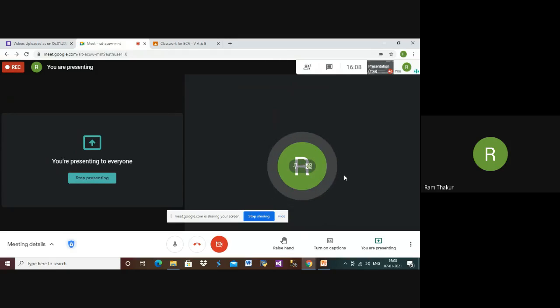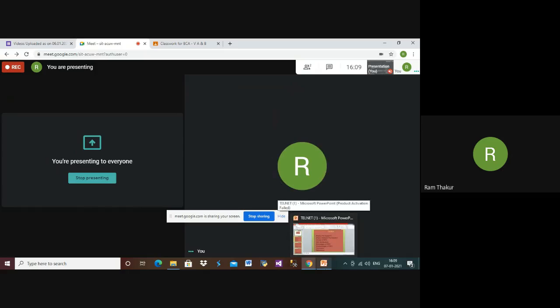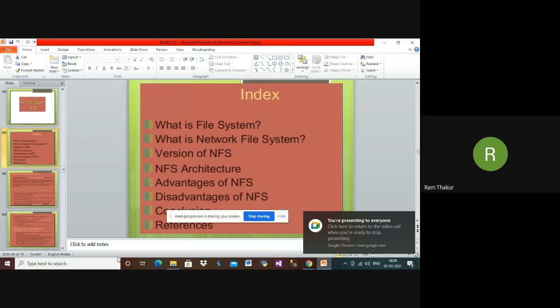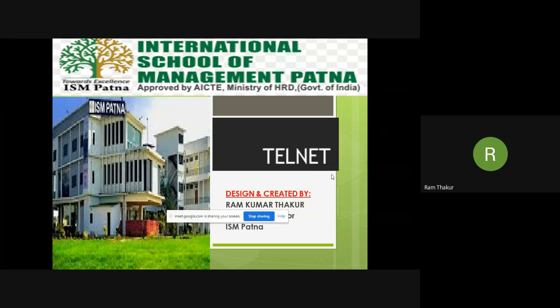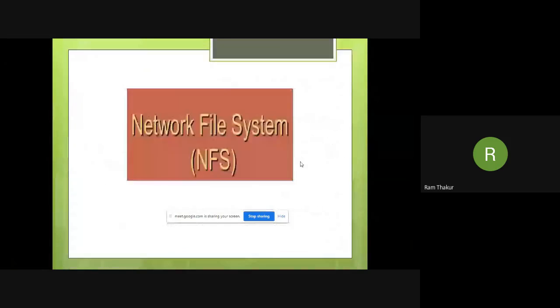Today we'll study a new topic. As we have already discussed in the previous class about FTP, the FTP model, FTP architectures, and FTP service commands. Now, today we're going to learn about NFS, which is known as Network File Systems. Let's see. So today's topic is network file systems.